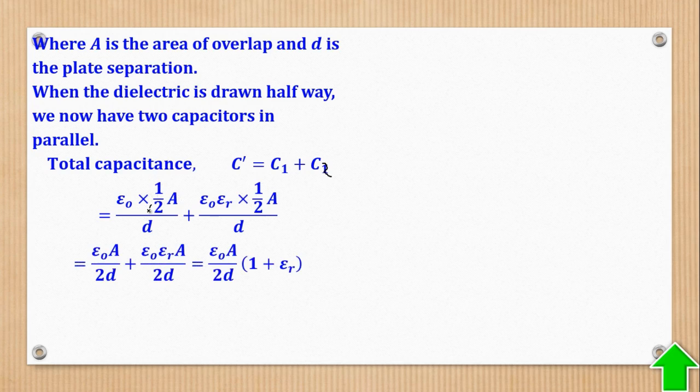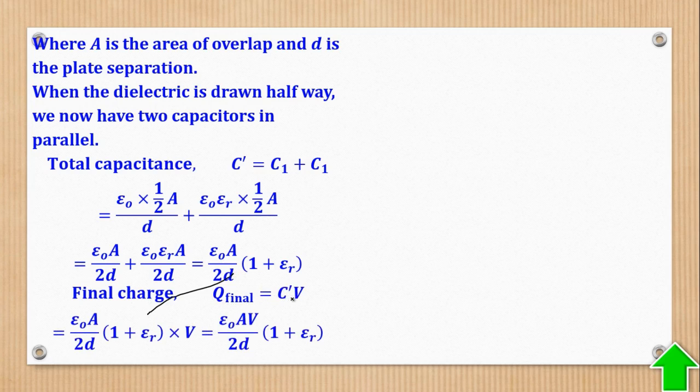So simplify, this gives you this and this gives you that, and when I add these ones you realize that there are some things in common. The whole of this is also found here because there is this and also this. So you pull it out and this here remains with 1, here remains with epsilon r. Therefore the final charge is C prime V, substitute for C prime and substitute for V. Simplify to give you this.